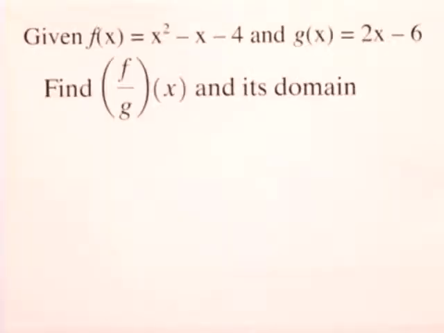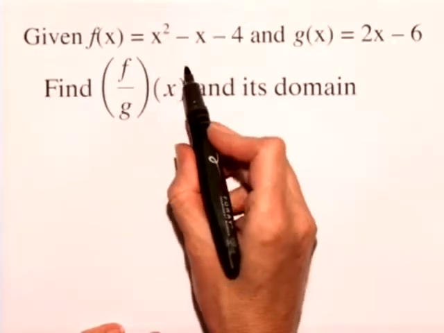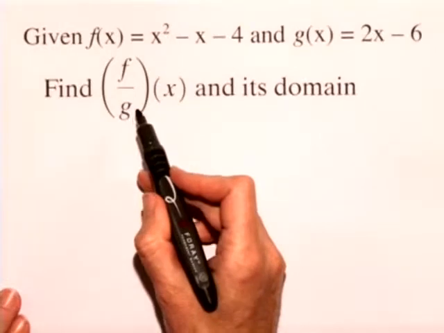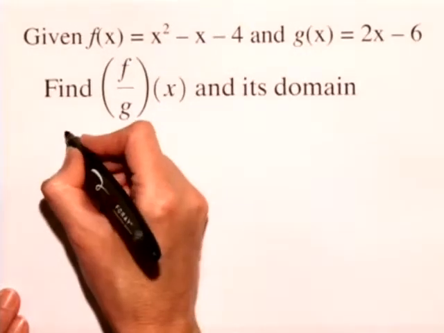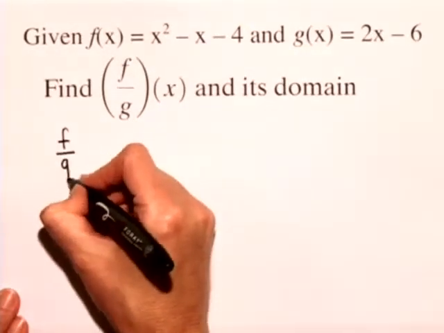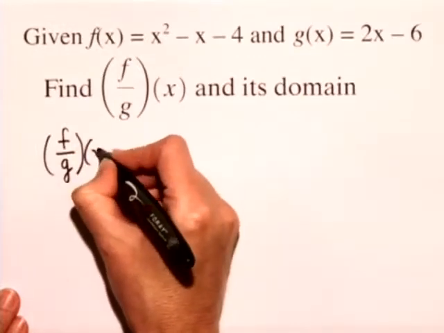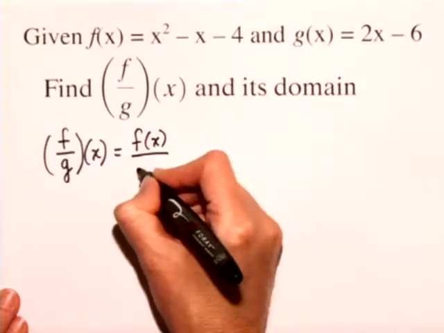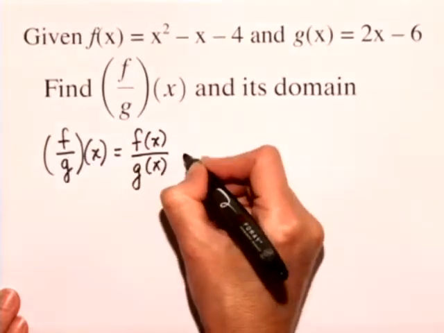In this example, we're given two functions and asked to perform an operation on the functions and then state the domain. So we have f of x equals x squared minus x minus 4 and g of x equals 2x minus 6. And we're asked to find f over g of x. Well, f over g of x is really the same thing as f of x divided by g of x.